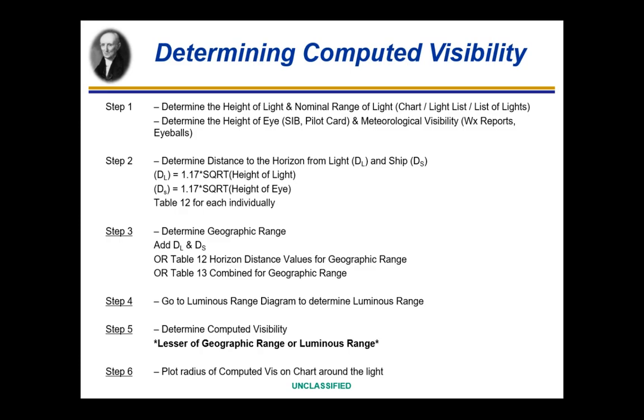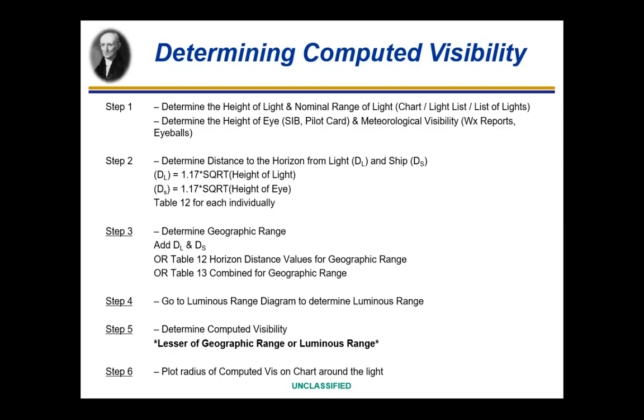With those horizon distances, we're going to determine geographic range by taking the sum of both horizon distances. Again, alternately, you can use table 12 with those horizon distance values, add those together for your geographic range, or table 13, which is combined and will just give you a geographic range value by itself. Now you've got geographic range checked off. Next, we're going to go to the luminous range diagram to determine luminous range. In order to do this, the 2 values we need along the x-axis, we'll go ahead and plot the nominal range, and we'll draw a vertical line straight up connecting.